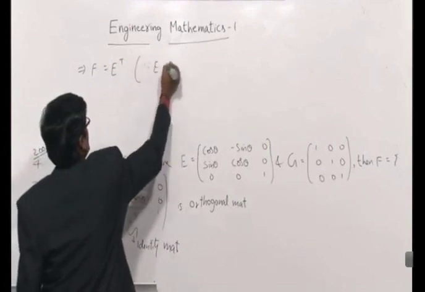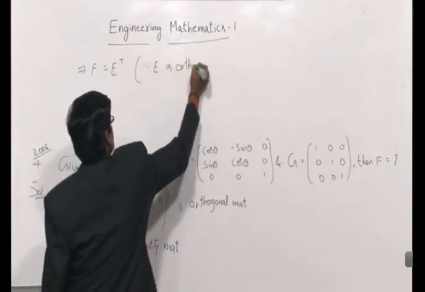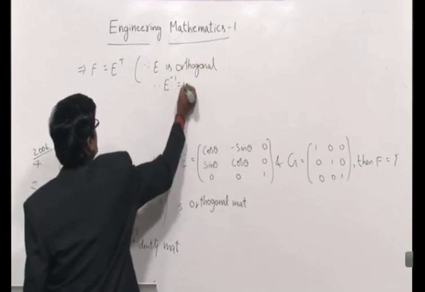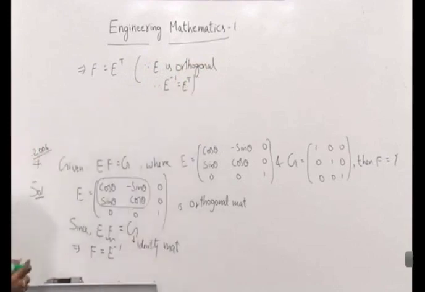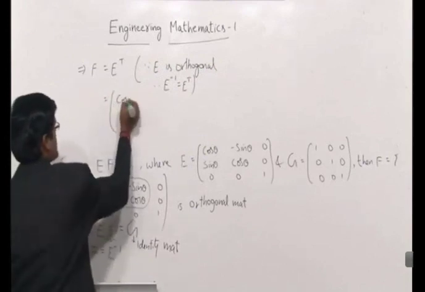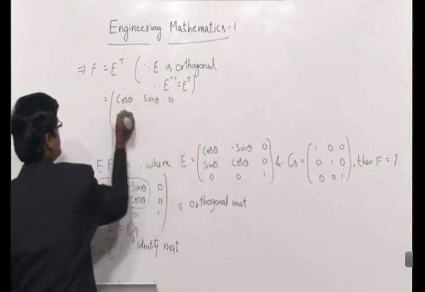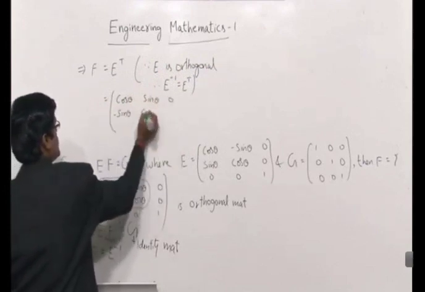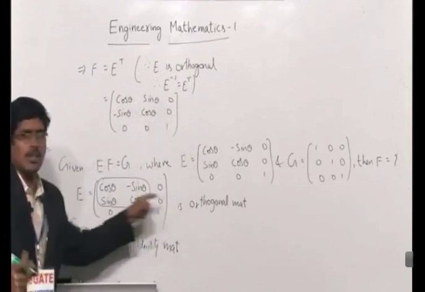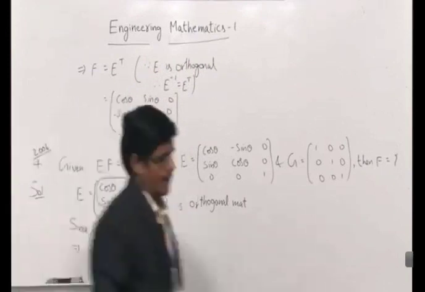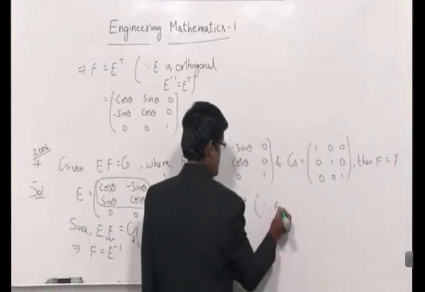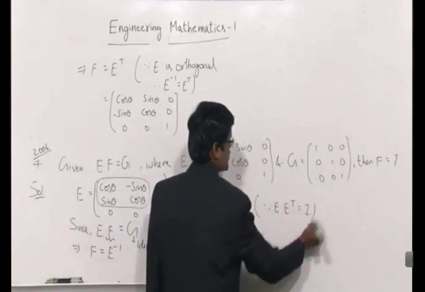Since E is orthogonal, therefore E inverse is nothing but E transpose, as in the definitions given by me. Because the transpose is easier than the inverse, take the transpose of this matrix: cos theta, sin theta, 0; minus sin theta, cos theta, 0; 0, 0, 1. This is the procedure. You identify that E is orthogonal by verifying E into E transpose is equal to I. You can write this reason also.